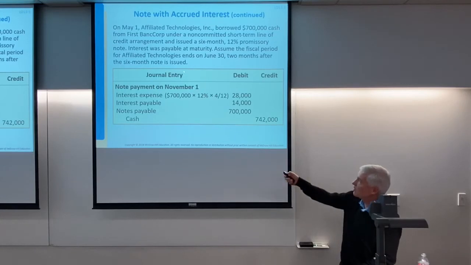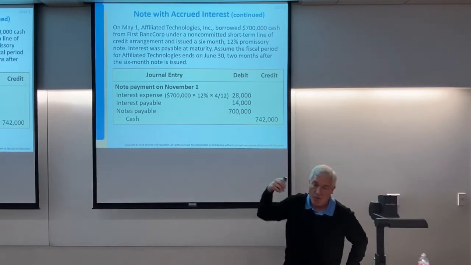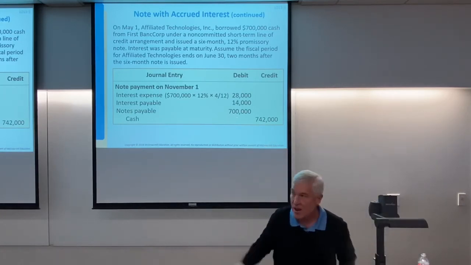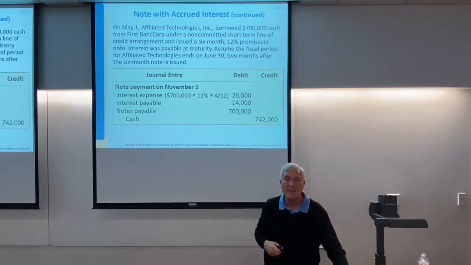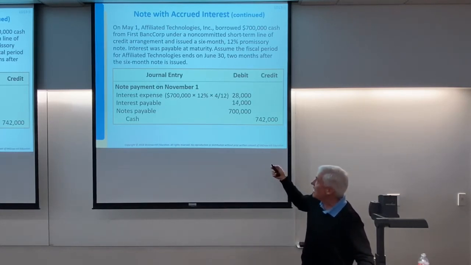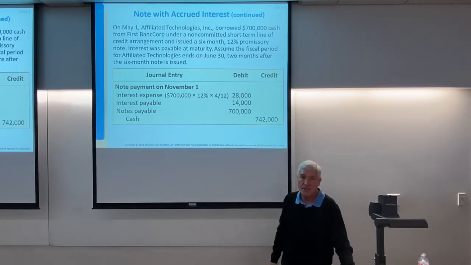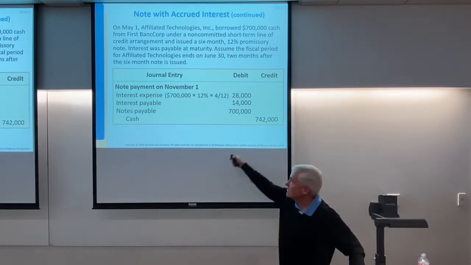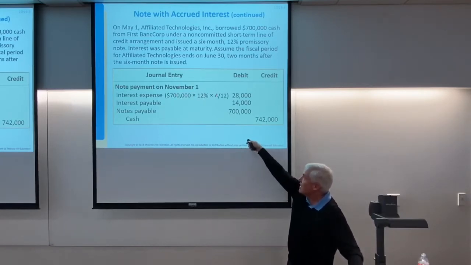And finally, November 1st, we're going to close it. We're going to pay the $742, and we're going to debit the notes payable because we now have paid that. We don't owe it. And remember that $14,000 we set up in interest payable? Now we paid it, and so we're going to debit that and clean that account out. But we got 4 additional months of interest. So $700,000 times the annual rate, 12%, times 4 divided by 12, $28,000.